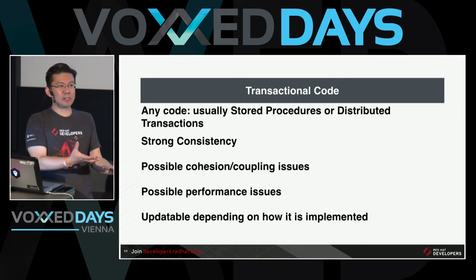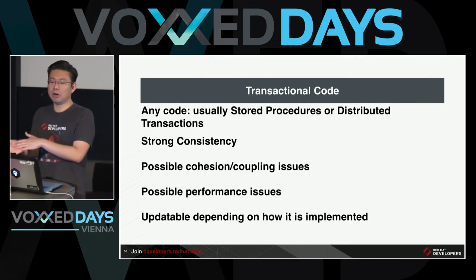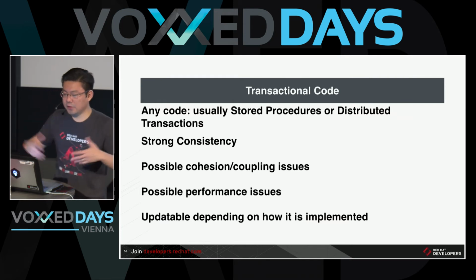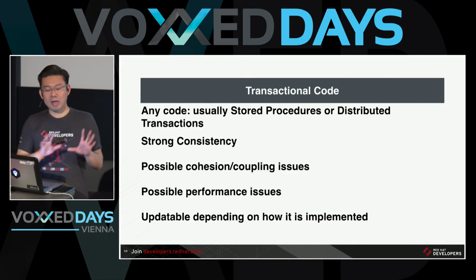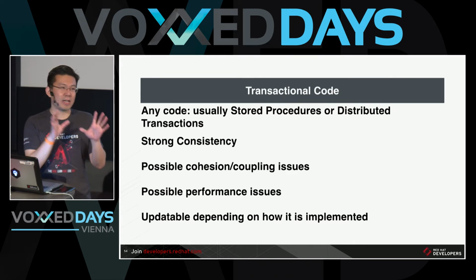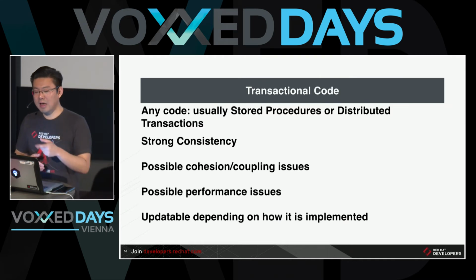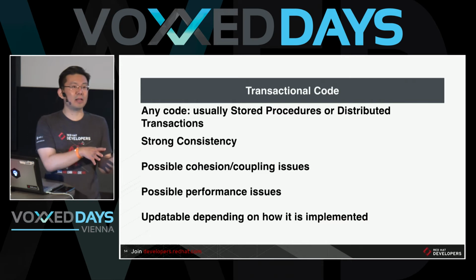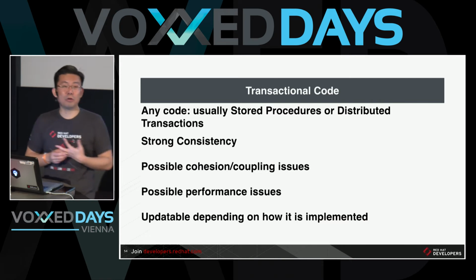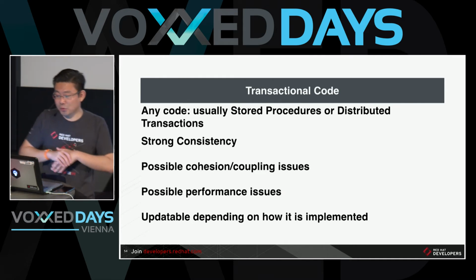Transactional code also leads to tight coupling. When I say code, it means that your code can be a stored procedure or a distributed transaction using something like two-phase commit protocols. Since you have transactions, you have strong consistency. You can have possible cohesion and coupling issues just like with any kind of code, just like with triggers and shared tables. You can have possible performance issues depending on how you code. And again, the separate database can be updatable depending on how you implement it, because since it's code, you can do anything that you want, and you can have the mess that you want too.